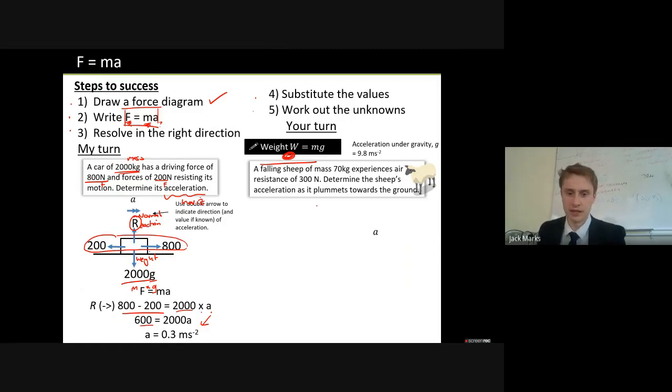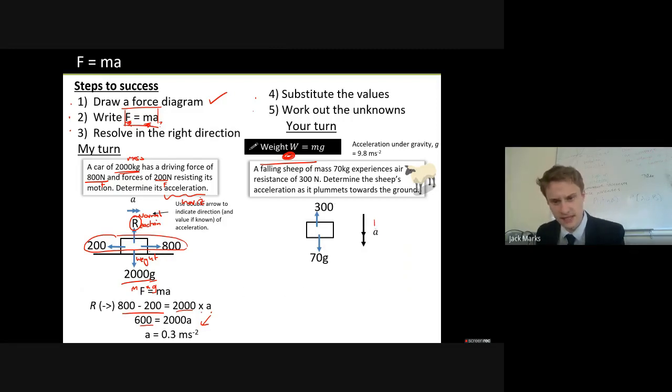So I'm going to assume that you've had a go. Your force diagram should look something like this. It shouldn't be 70, but 70g, because it's a force diagram. It's not a mass diagram, it's a force diagram, and weight is a force. 300 is the resistance, in other words, it's acting against it. What's its acceleration towards the ground?